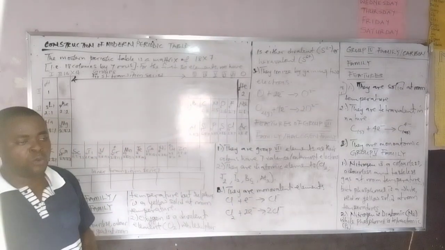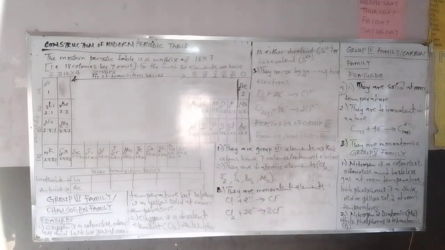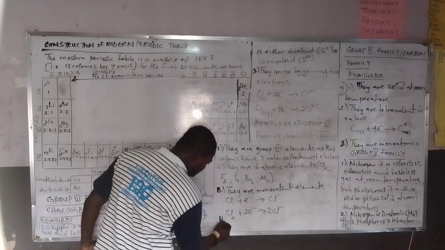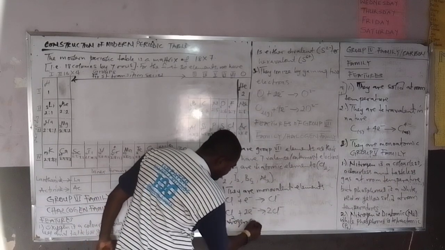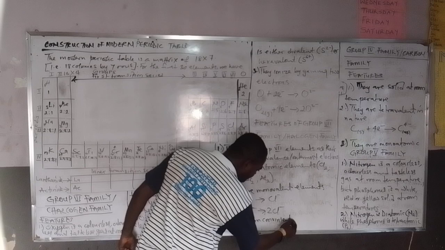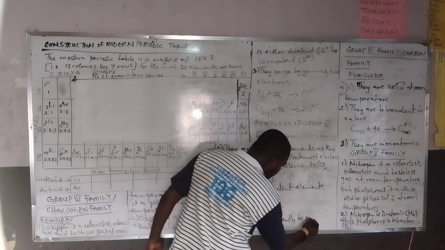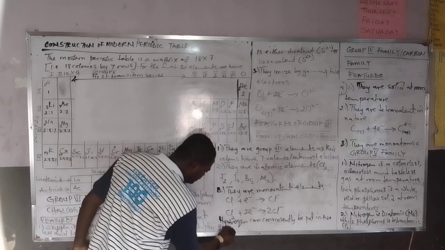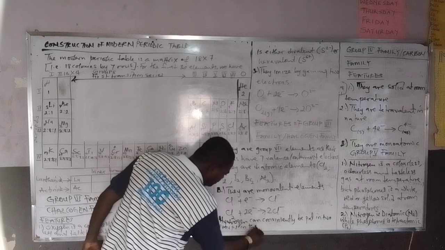Now, I want to tell you one thing. There is one question here. That question is that they will ask you, which of the following elements can conveniently be put into two groups in the periodic table? The answer is hydrogen. So take note, hydrogen can conveniently be put in two groups in the periodic table.